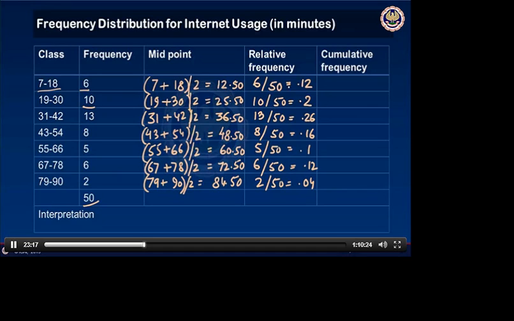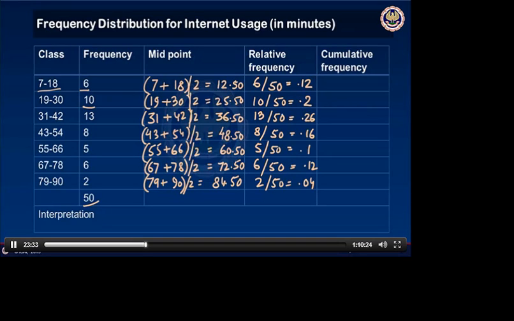So let's check. It is 6 divided by 50. This is 10 divided by 50. This is 13, which is the frequency, divided by 50. Then we took the 8 as a frequency divided by the total sample, 50. Then we look at the frequency 5 and divide by the sample size, which is 50. So perfectly right. So these are the relative frequencies.